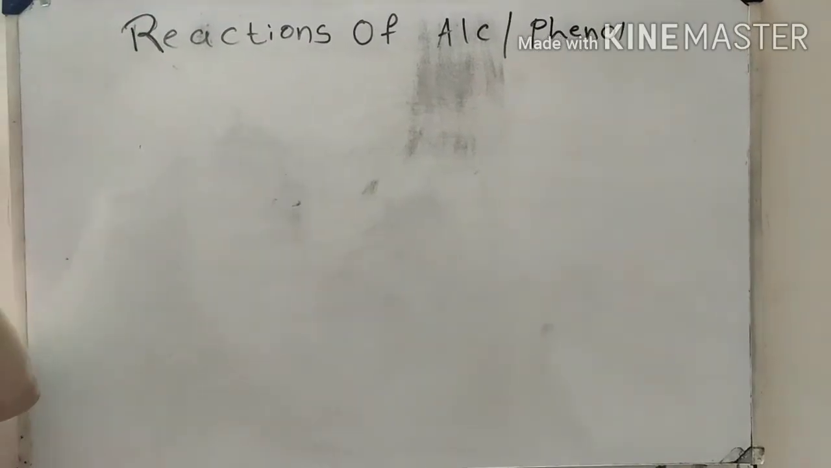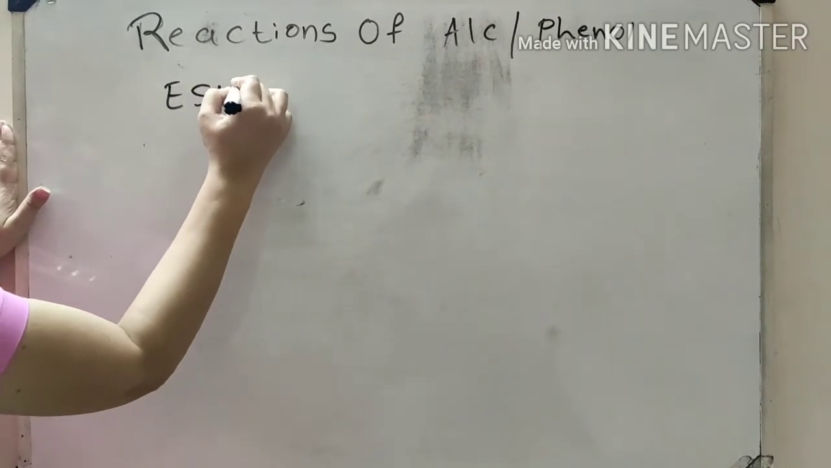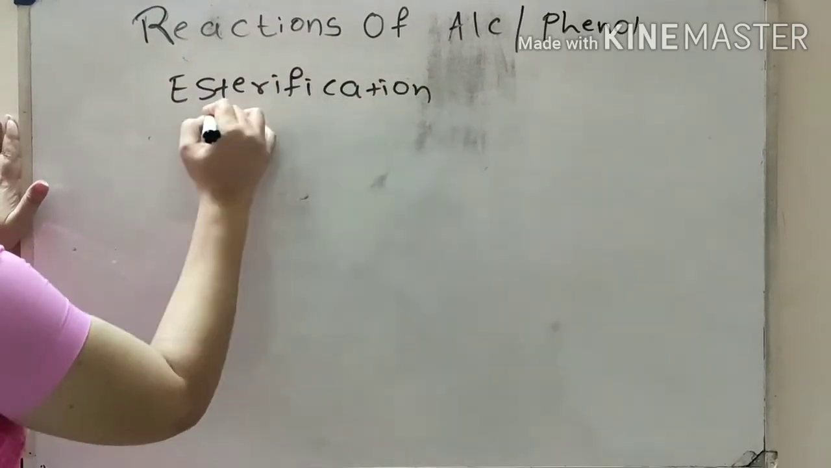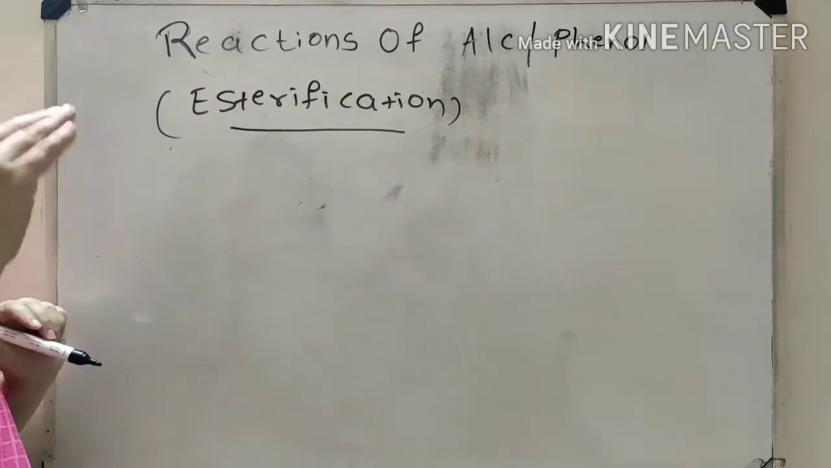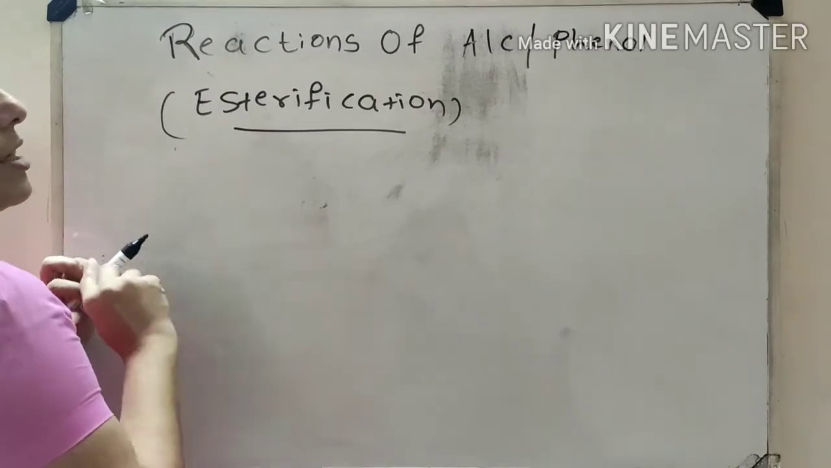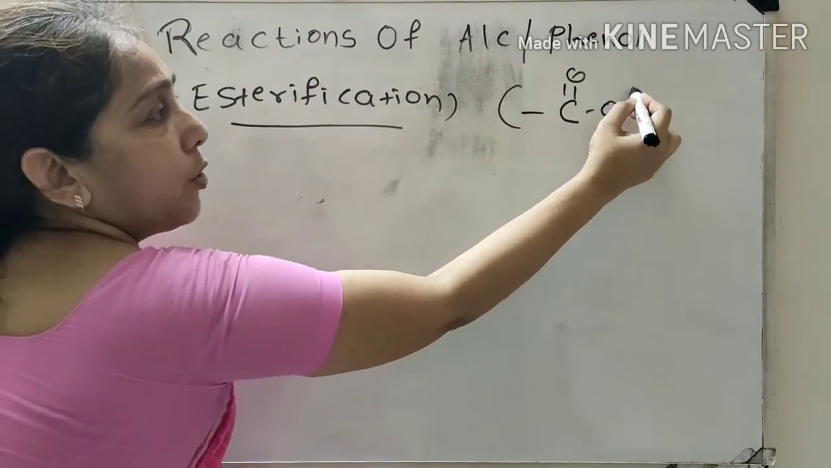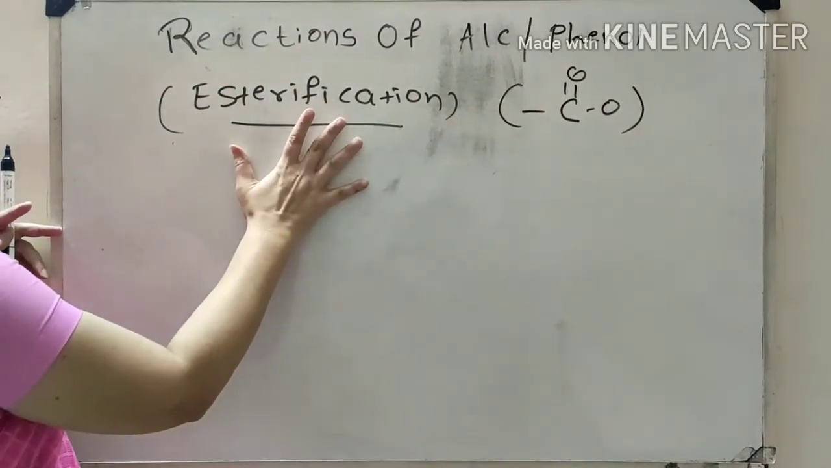The next reaction of the alcohol is esterification. Esterification means the formation of the ester. Then what is the ester functional group? The ester functional group is C double bond O and O, so COO is the functional group of esterification.